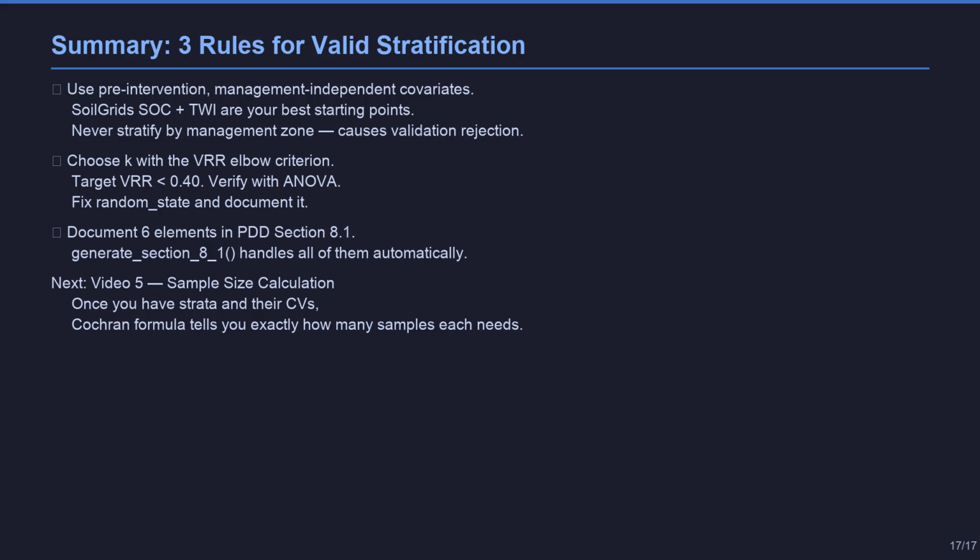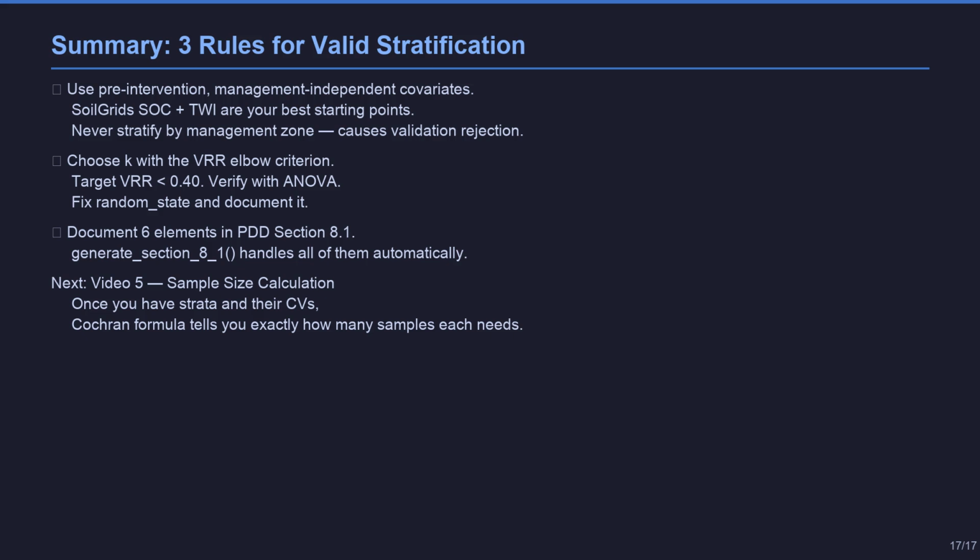Second, choose the number of strata using the VRR elbow criterion. Target VRR below 0.40. Verify with ANOVA. Fix the random state and document it in the PDD. Third, the PDD requires 6 elements in Section 8.1. The Generate Section 8.1 function handles all of them automatically. Variable sources, algorithm, rationale, VRR, ANOVA, and the independence statement.